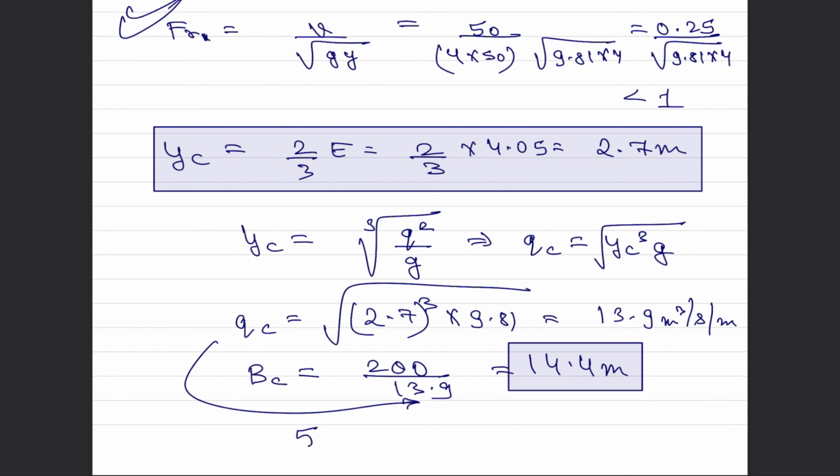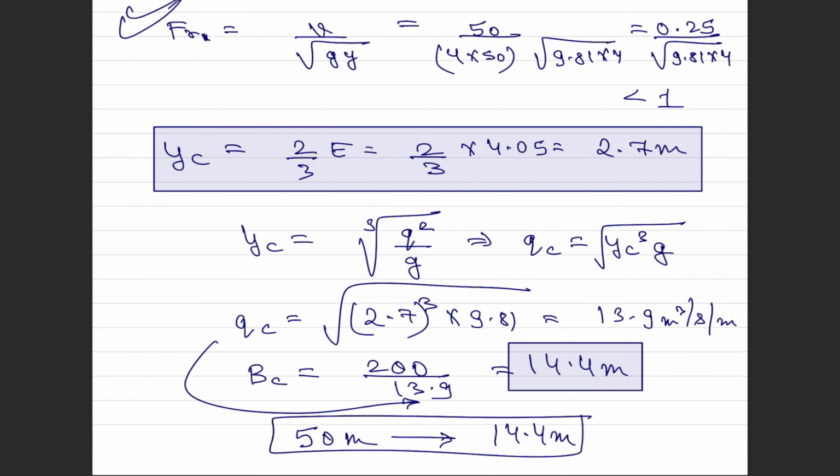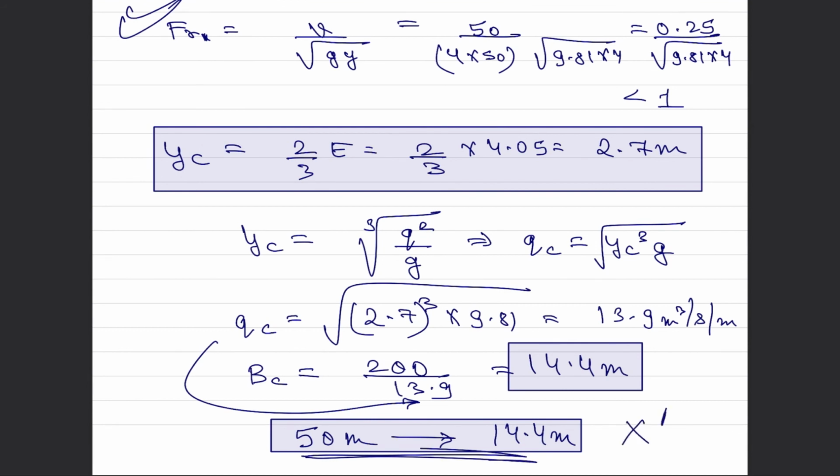Hence we can reduce the bridge width from 50 meter to 14.4 meter. In fact, in this case, it would be the length of the bridge and width of the river all the way from 50 meter to 14.4 meter without altering the upstream condition. So this is one key application of critical flow, showing how this calculation helps us in some engineering calculations. Thank you.